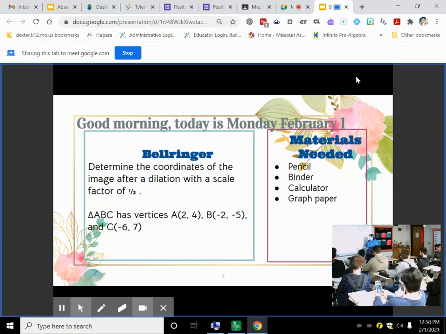Alright, Ryan's going to explain to us how we did the bell ringer. Let's pay close attention. Ryan, whenever you explain it, will you tell them what the coordinates are, because those joining us on Google Meet cannot see what's written on the board.